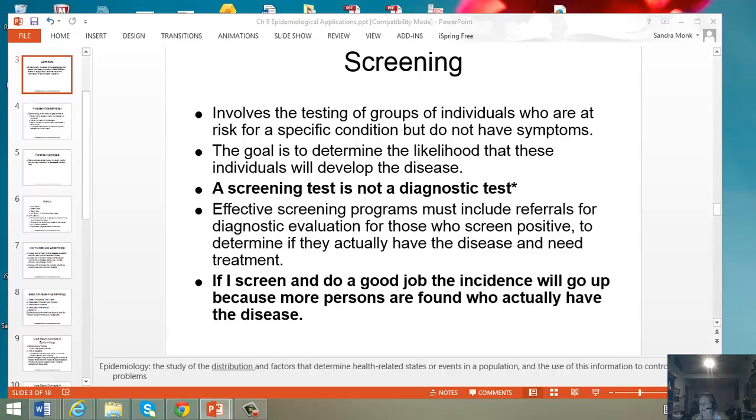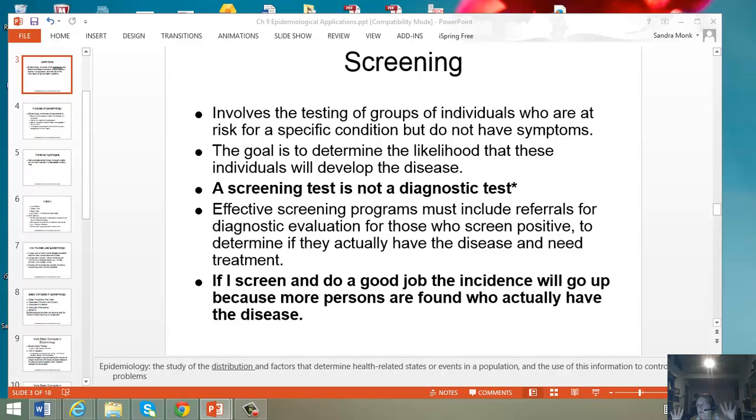Colorectal screening is not a diagnostic process. However, it does indicate that the person has blood in their stool from their colon, and that possibly there's some potential for some polyps or even greater disease. So effective screening programs must include referrals. You've got to know what you're going to do. If people have the likelihood of the disease, they've got to be referred for diagnostic evaluation for those who screen positive, to determine if they actually have the disease and need the treatment. So that's part of the screening process.